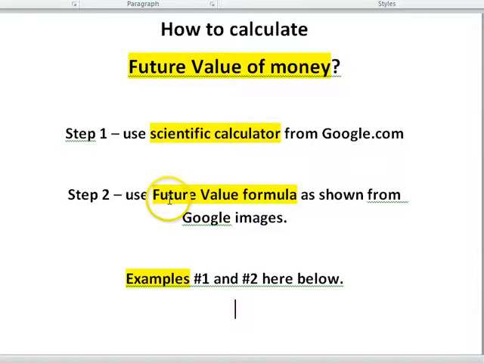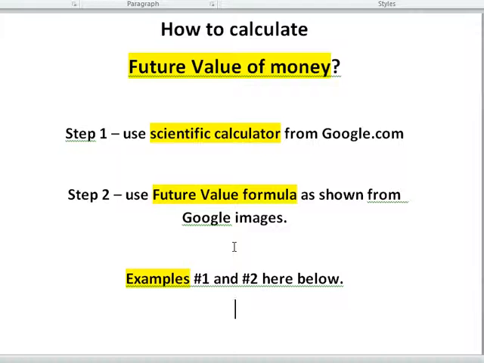And then step two, we'll look for the future value formula from the Google Images, which will show you an image of what the formula is. And then once we get those two, we'll tackle a couple examples so that we will know exactly how to apply this calculation to determine the future value of money.